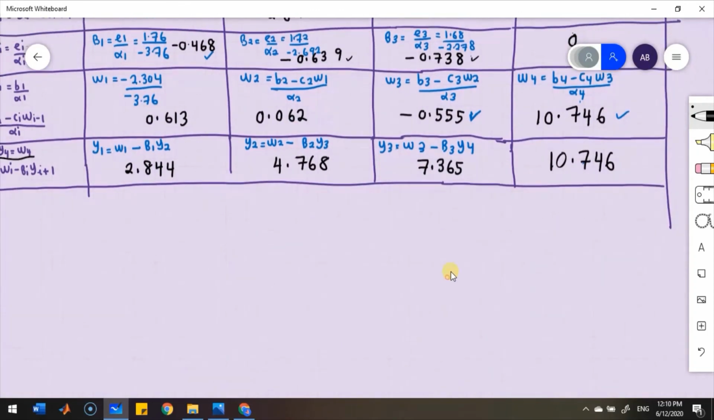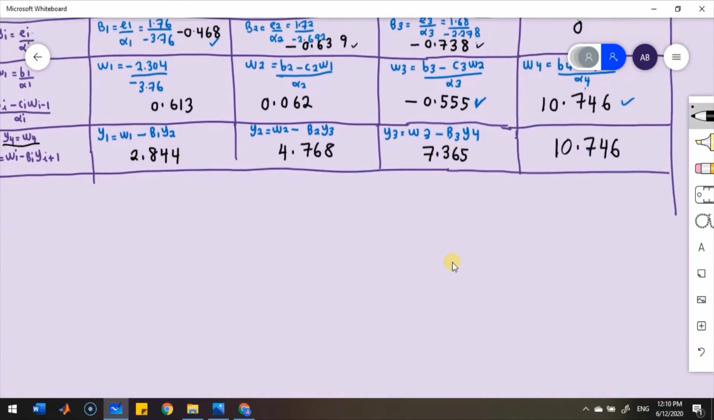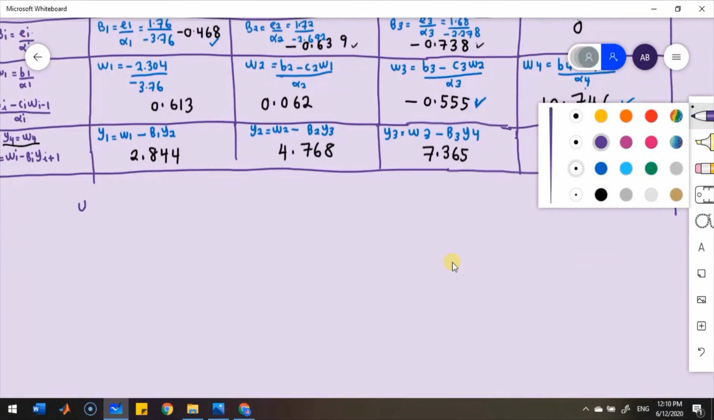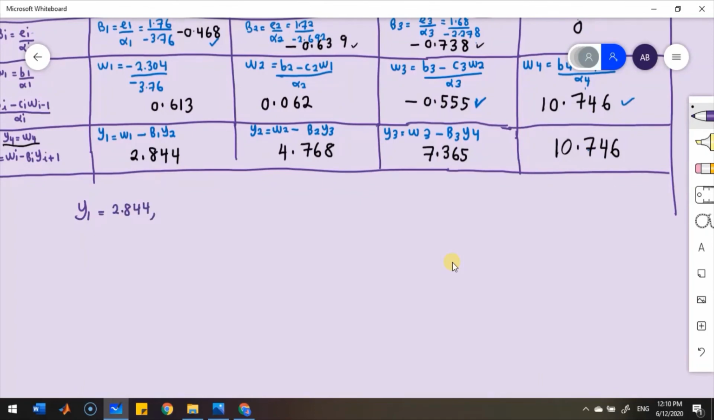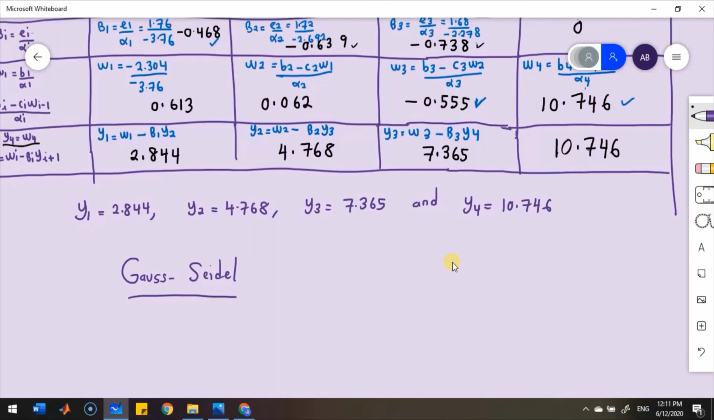There you go. I have solved this system using Thomas algorithm, where my solution is y1 equals 2.844, y2 equals 4.768, y3 equals 7.365, and y4 equals 10.746. If you think Thomas algorithm is a bit challenging, although I don't think it's that challenging because you have the formula and you just have to press the calculator, you can always use Gauss-Seidel. Watch my video on solving system of linear equations using Gauss-Seidel. You can also use Scilab to solve this system.